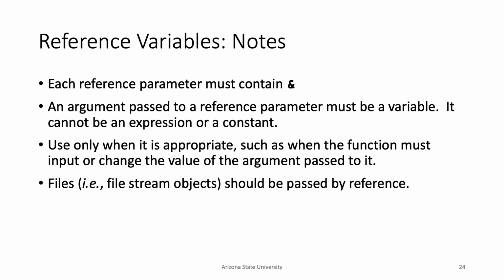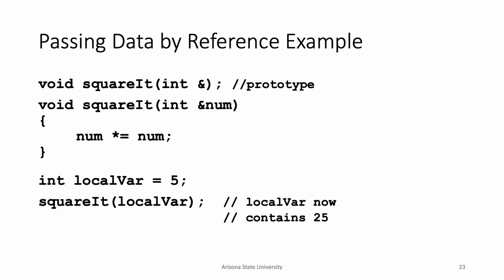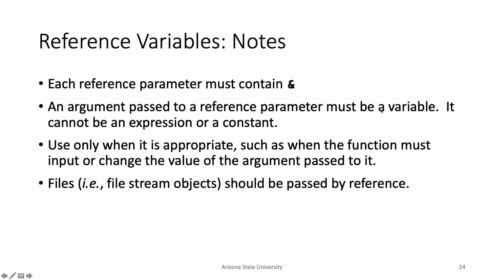So you may want to have reference on some variables, you may not want to on some other ones. Yeah, so if you want a reference, you have to have the ampersand. It must be a variable. Why? What if I just called squareIt of 5 in the parentheses? What would happen there? Well, can I modify a literal? No, I can't modify a literal. I can modify a variable, but I can't modify a literal. So that's why it must be a variable if you're using a reference. Yeah, it can't be an expression or a constant.